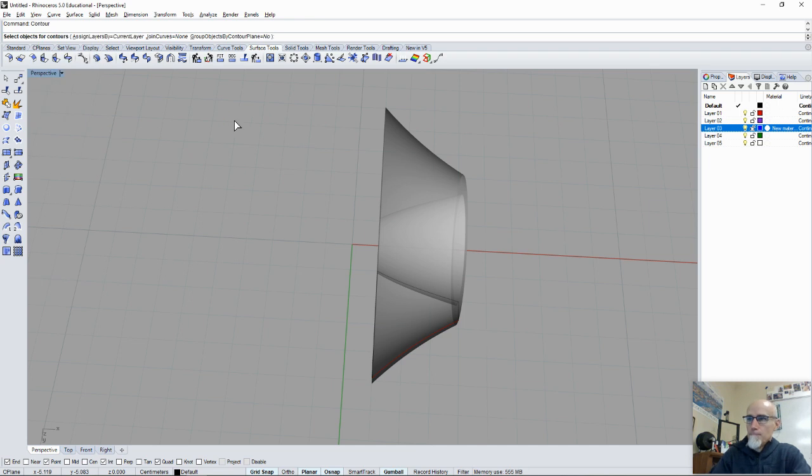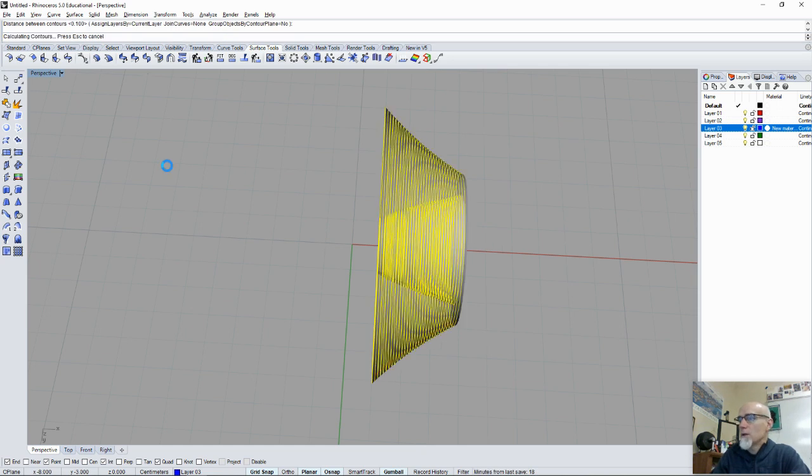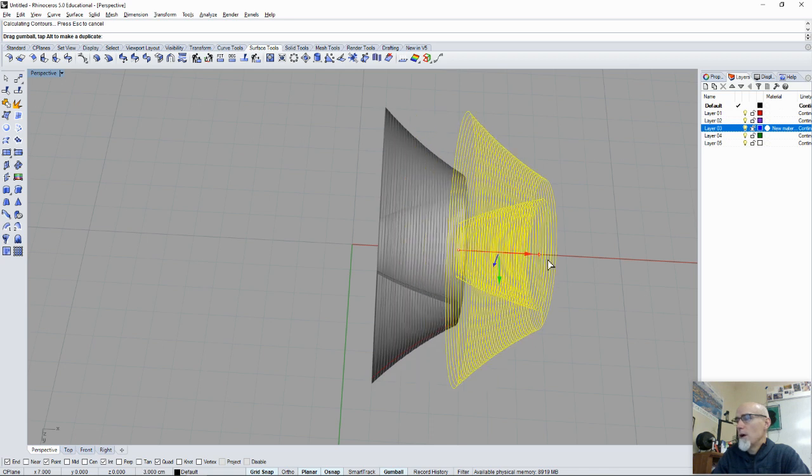So if we do a little contour, it says, okay, select the object you want to slice. And it says, select the plane base point. So that's going to be along the x-axis, and every point one. Sure. Okay, so I hit enter. It sliced my object, and let's just grab those slices and see if we can drag them out of there.